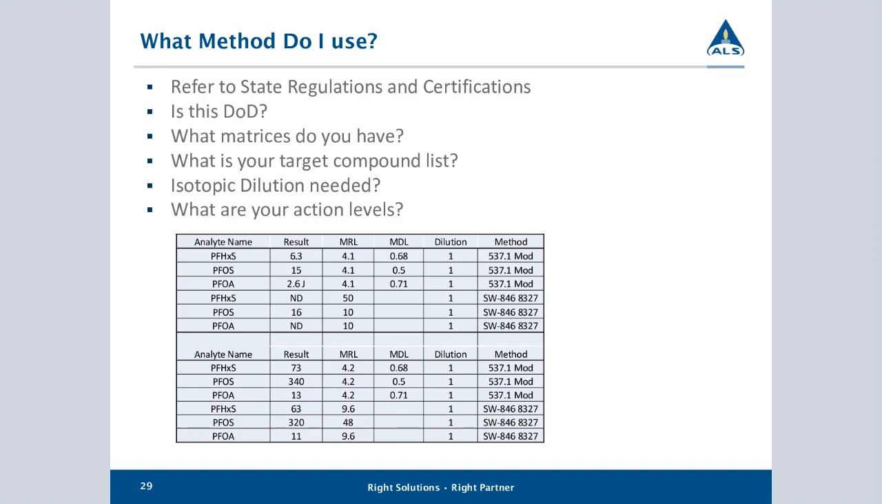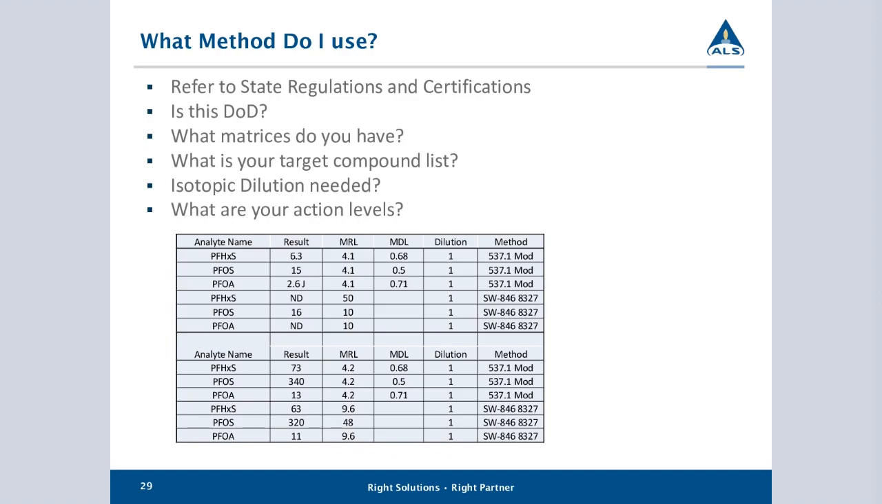Where you're going to have an issue is when you get down lower in the reporting limits. In the top half of that box, you can see we analyzed for the same 3 compounds using 2 different methods. And using 537.1 modified, we found trace amounts: 6.3, 15, 2.6, which is J valued below the method reporting limits. But if you look in 8327, 2 of the compounds were non-detect. They were simply just below the reporting limit and at non-detect.